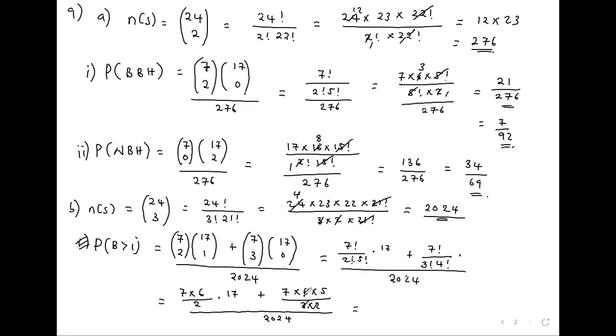So here 6 goes. Here we get 3. So 21 by 17, giving us 357, plus 35, over 2024. 357 plus 35 is 392 over 2024. That's for greater than 1. More than 1, so it can't be 1, it has to be 2 or 3.